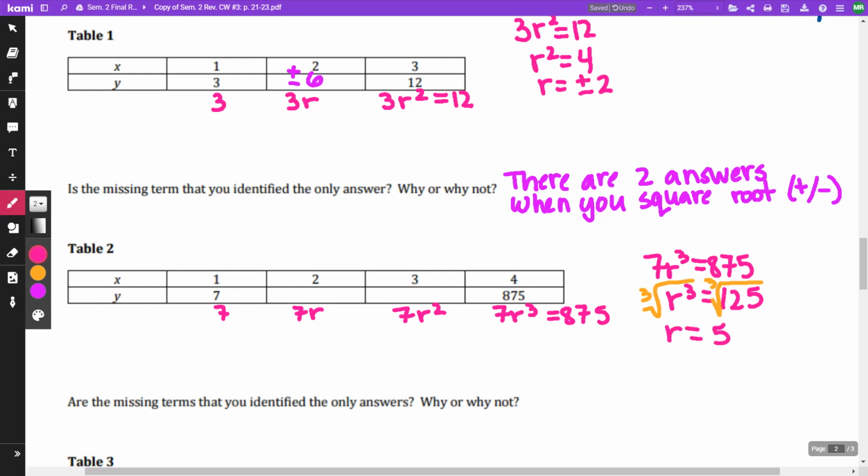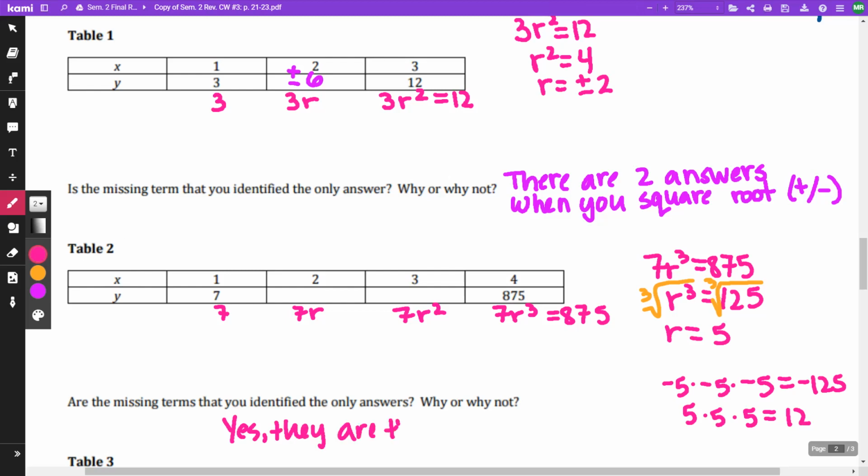Because if it was a -5, a negative times a negative times a negative would have given me a negative 125. So the only way to get a positive 125 is to have them all be positive. So there's only one answer. So are the missing terms that you identified the only answer? Why or why not? Yes, they are the only answers.